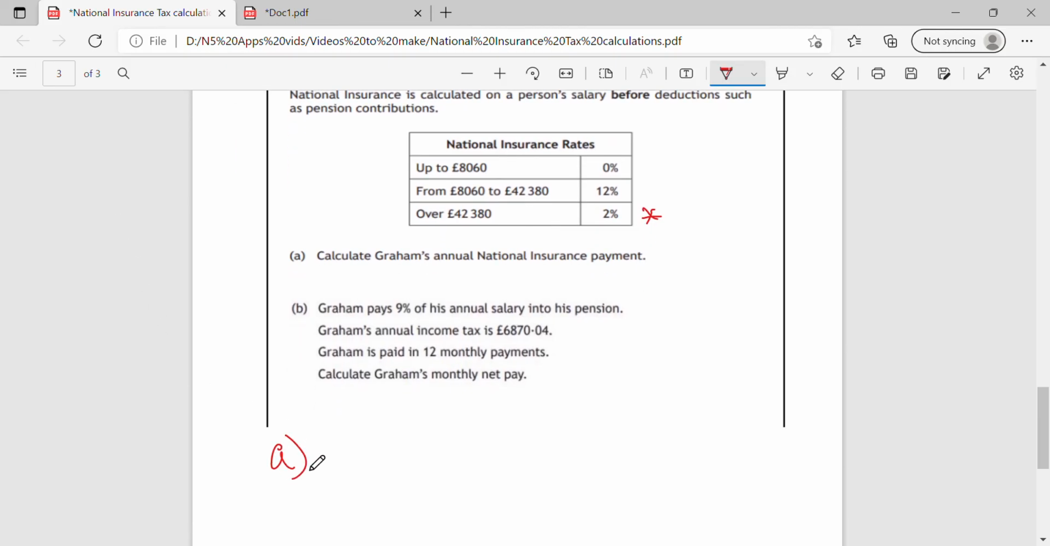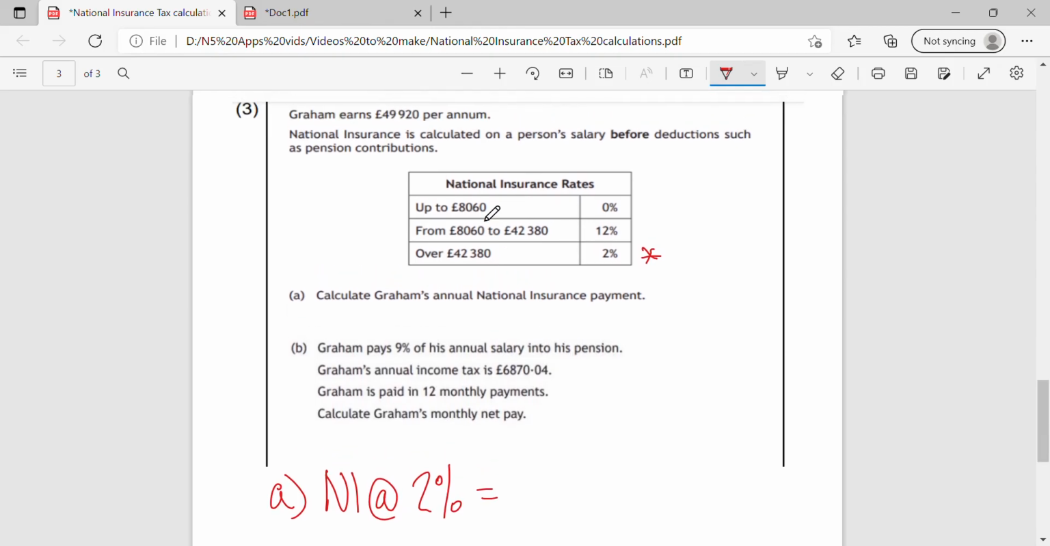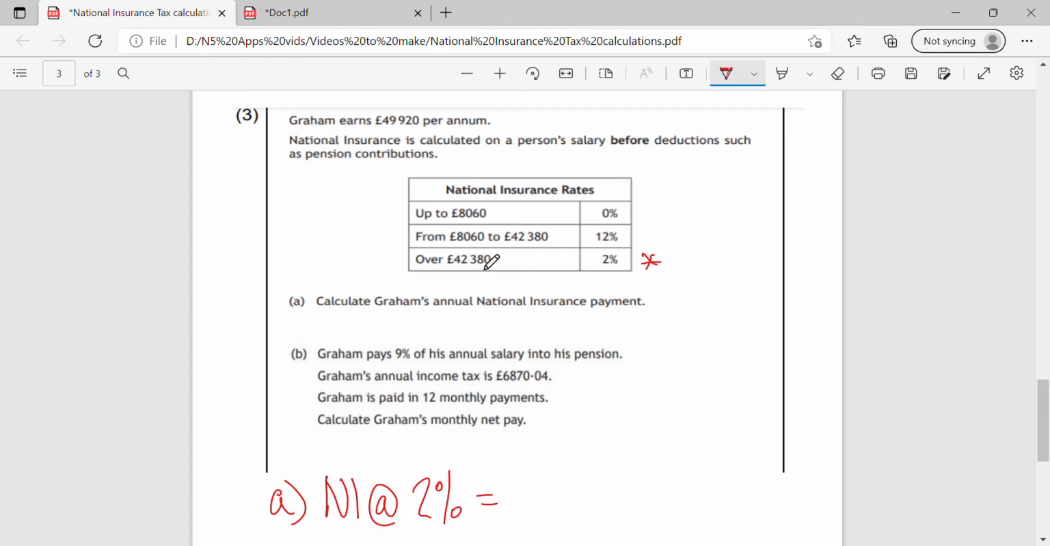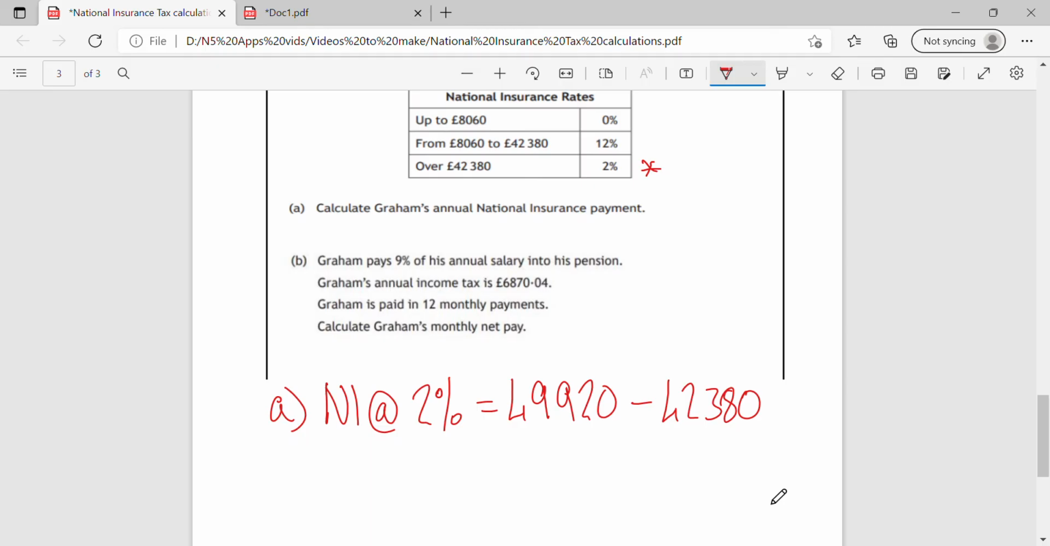So he's paying national insurance at 2% for some of his money. We need to work out how much. So if he pays national insurance at 2% on anything over £42,308, we're just going to subtract that from his amount. So 49,920 minus 42,380. So if we consider the buckets, that's in the last bucket for 2%. So that's in that final bucket. Some of his money's going in there and paying national insurance at 2%.